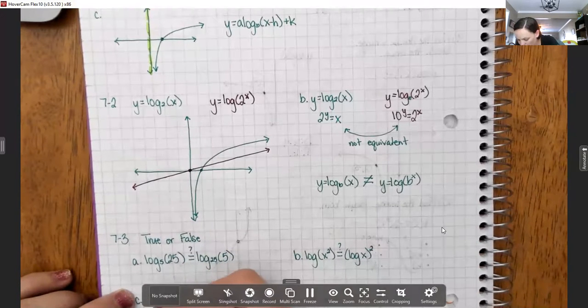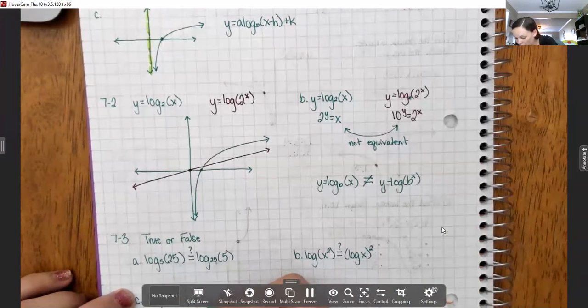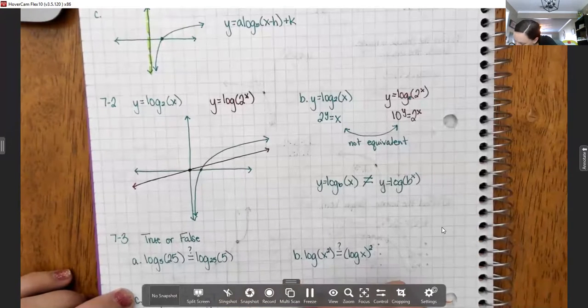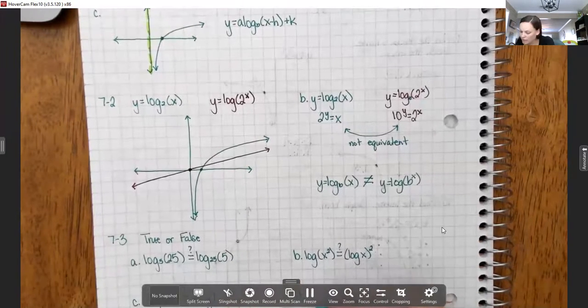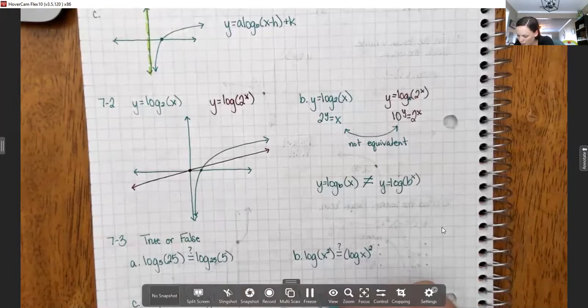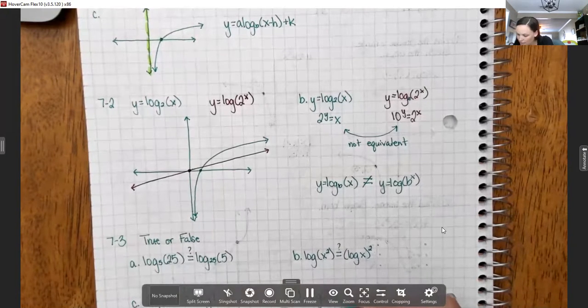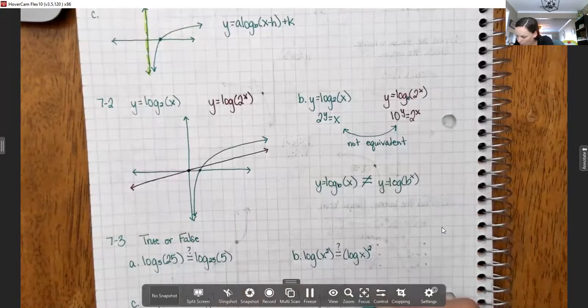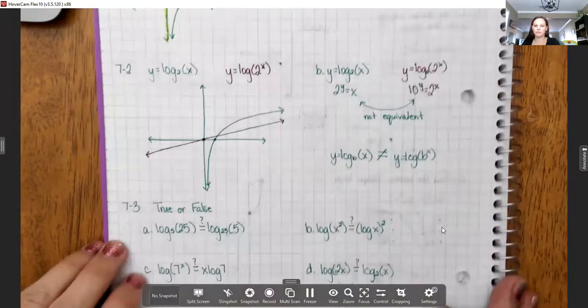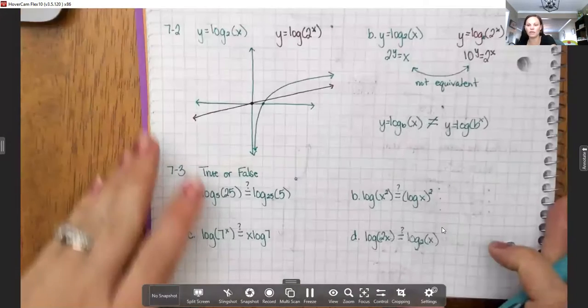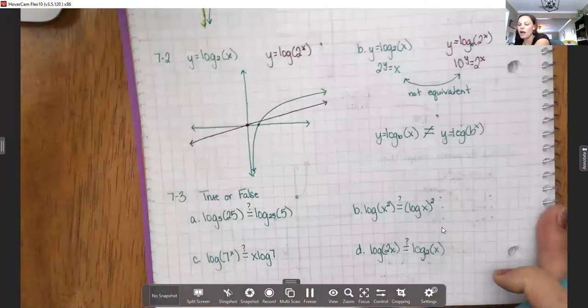C is log of 7 to the power of x. Is that equal to x times log of 7? And finally, D is log of 2x. Is that equal to log base 2 of x? Sorry, move this up so you can see all of those. But again, they're in your book.